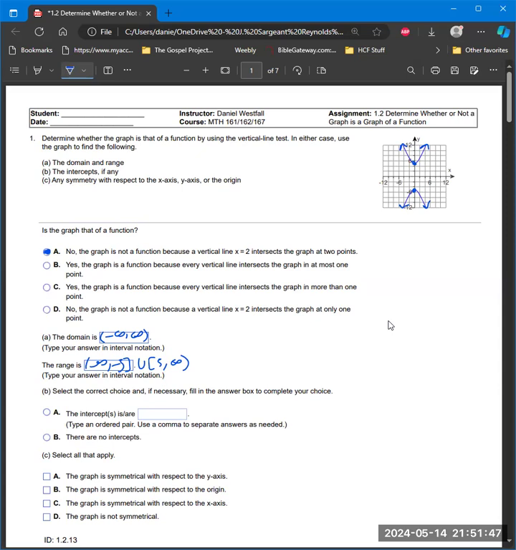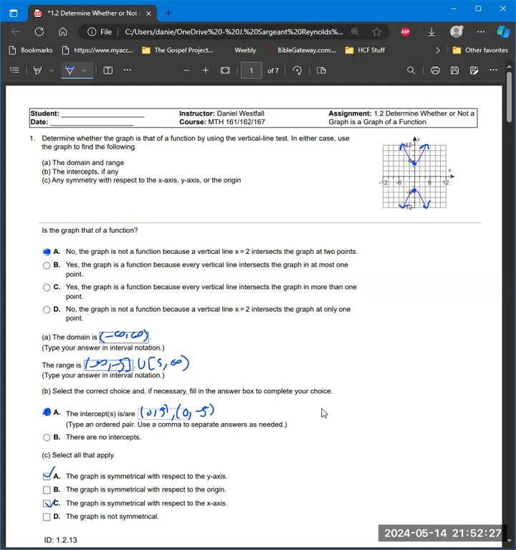The intercepts are at (0, 5) and (0, -5). And here you see that they tell us to answer as an ordered pair, so now we're saying that the intercepts are ordered pairs. What kind of symmetry do we have? We definitely have y-axis symmetry here, and we definitely have x-axis symmetry here, and it looks like we have origin symmetry here as well.